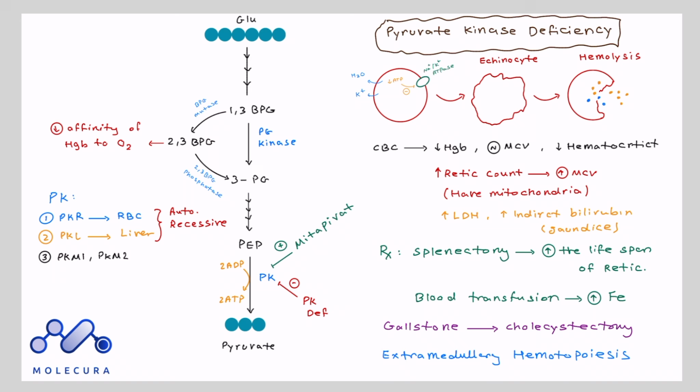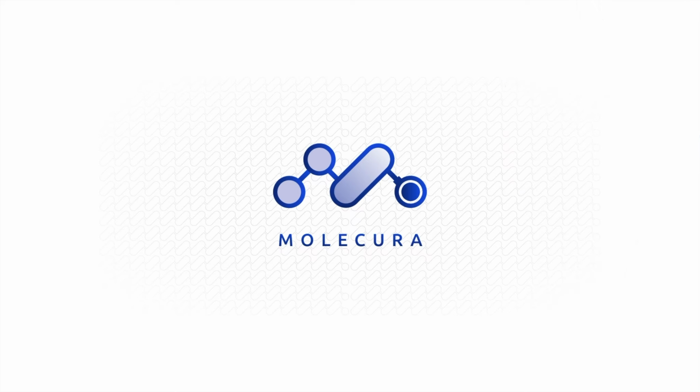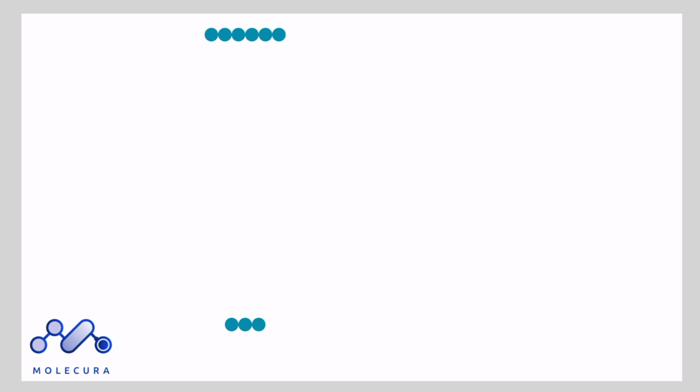Today we're going to be talking about pyruvate kinase deficiency, its pathophysiology, symptoms, and treatment. So now we're going to be talking about pyruvate kinase deficiency, which is the second most common cause of hemolytic anemia worldwide. The first one being G6PD deficiency.